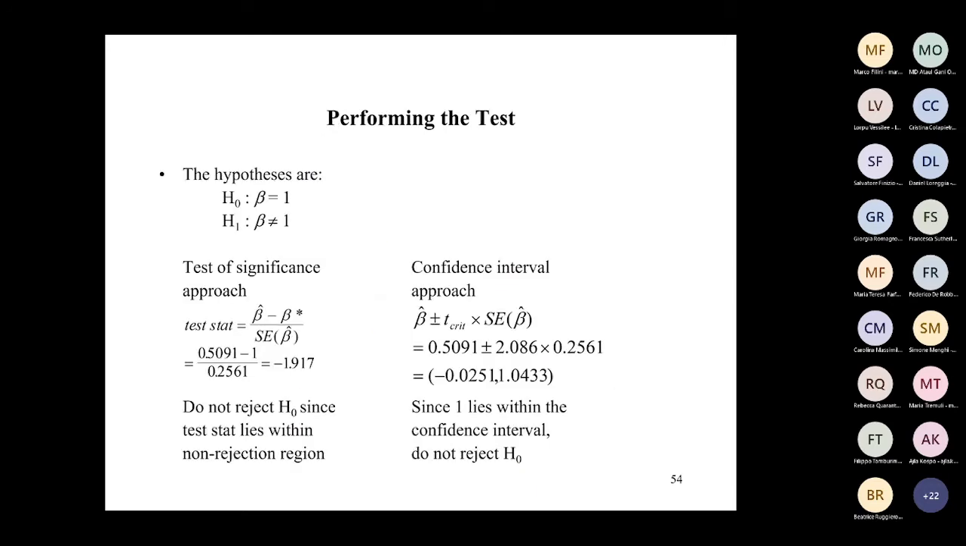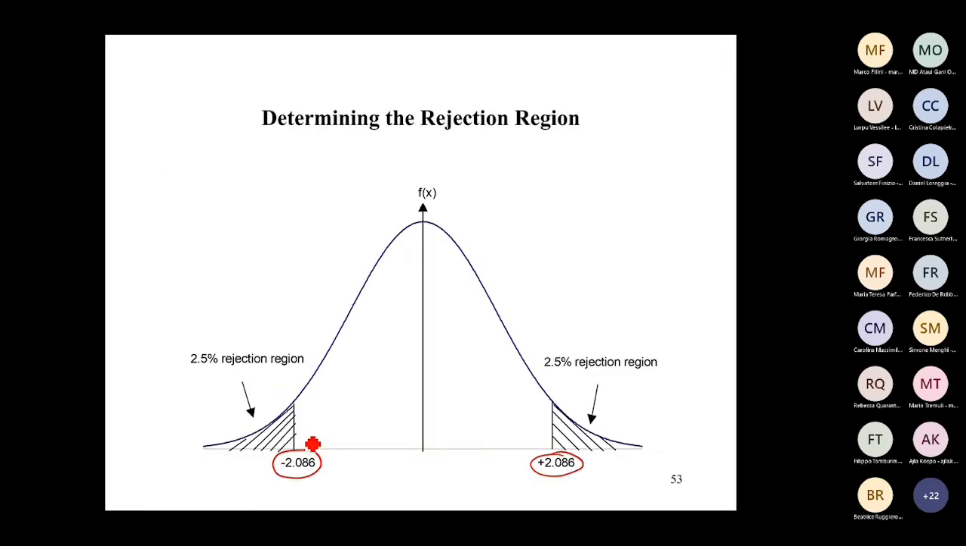So the test of significance approach gives me, well, here I'm not doing beta equals 0, I'm doing beta equals 1. So for beta equals 1, I get a t-statistic of minus 1.917.